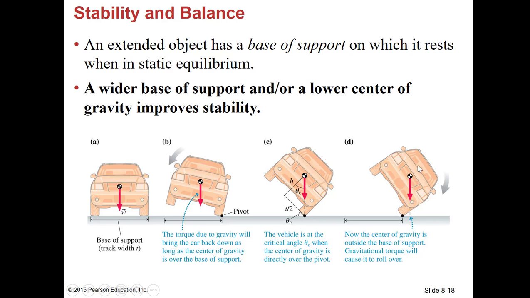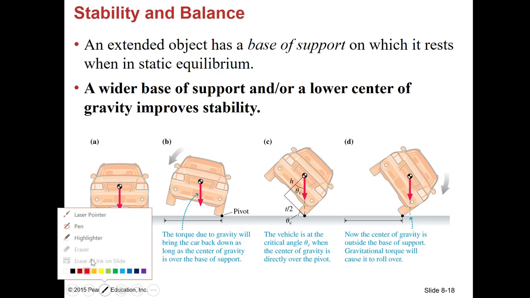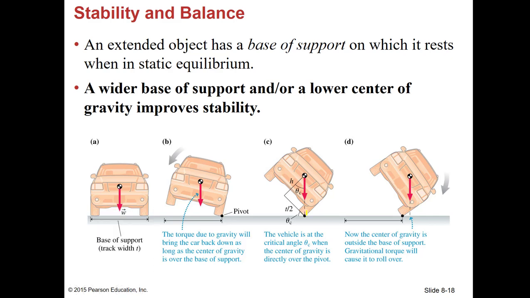Now in D, this thing's actually going to tumble over. Here's the center of gravity. So for this one, the torque... here's the center of gravity. Here's the pivot point. We're over to this side of the pivot point. So this car is going to fall down.